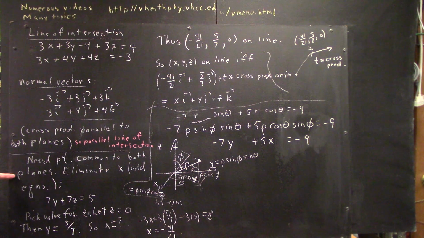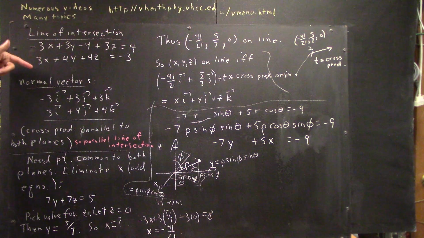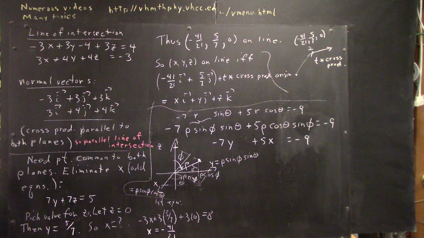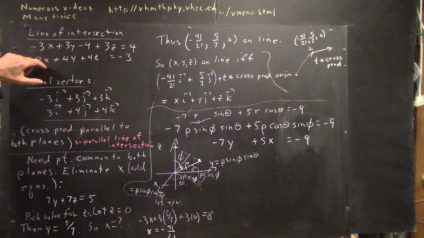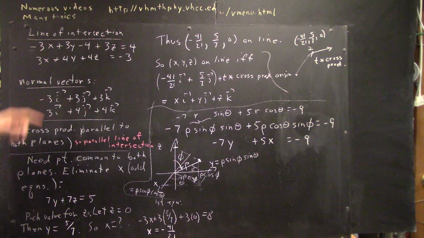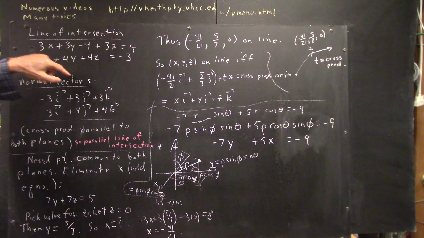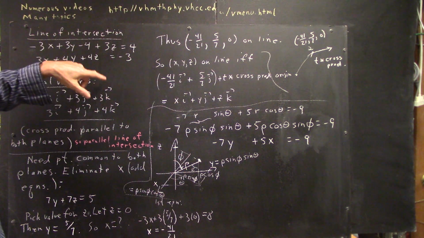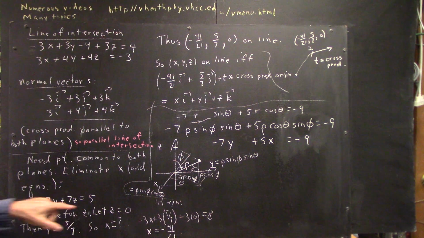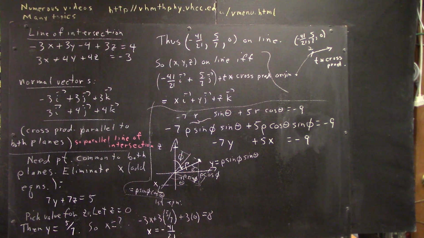Now the other part is you need a point common to both planes. How do you find a point common to both planes? You have to have some point where these planes intersect. Well, we can eliminate one variable between these two equations. If you look at the equations, it's really easy to eliminate x. You just add the two equations and you get 7y plus 7z equals 8 minus 3, which is 5. Right there it is: 7y plus 7z equals 5.